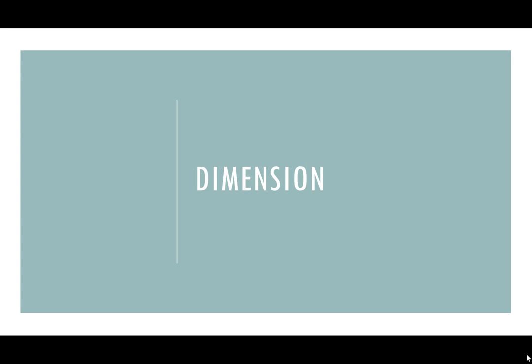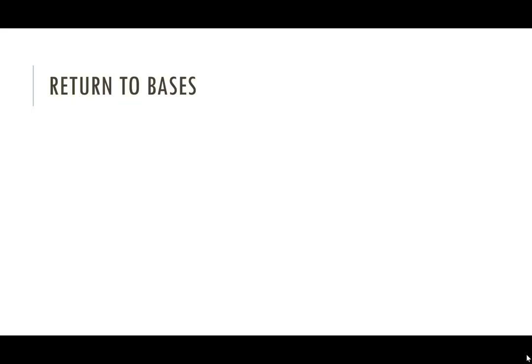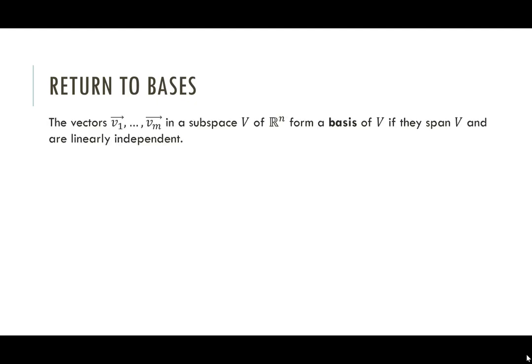So, all right, starting with dimension. To have a fruitful discussion of this, we're going to need to return to the concept of a basis. Recall that the vectors v1 to vm in some subspace V of Rn will form a basis of V if two things happen. One, they span V, and two, they are linearly independent. So that's what we need. We need to have a basis. It has to span your space, and the vectors have to be linearly independent.